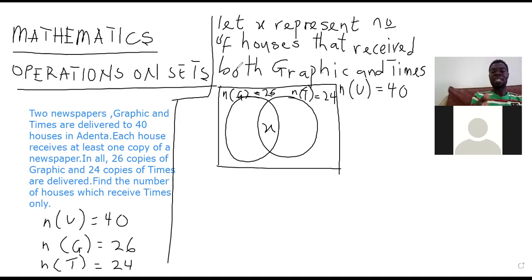If I want the number of houses that receive Graphic only, this is the intersection. Okay, that's the intersection. So if I want the number of houses that receive Graphic only, meaning you are subtracting the intersection from the number of houses that receive Graphic. So we subtract X from 26 to get this portion, Graphic only. So that will be 26 minus X. If I want the number of houses that receive Times only, that's this portion, we subtract the intersection from 24. That will be 24 minus X. Remember, the complement is 0 because each house receives at least one copy of a newspaper. So the complement will not come.